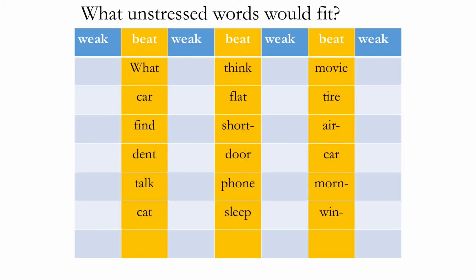So here's a kind of an exercise that you could do if you're trying to teach people who speak syllable-timed languages to speak a stress-timed way of speaking. So here the yellow ones are words that would get a beat, and then the blue stuff would be just weak stuff in between. So what, think, movie. What did you think of that movie?